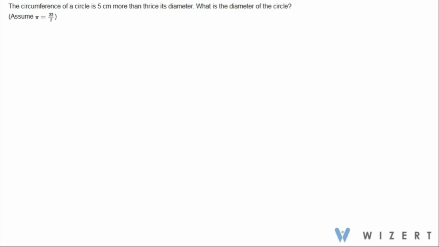I have this question here. The circumference of a circle is 5 cm more than thrice its diameter. What is the diameter of the circle? So we know circumference is given by pi d, where d is diameter.